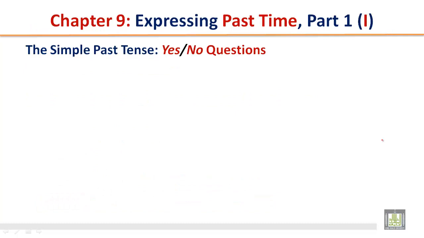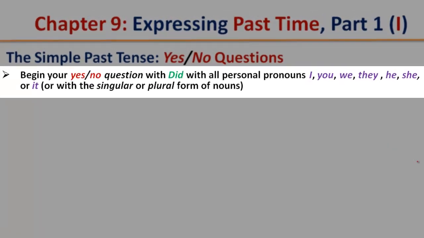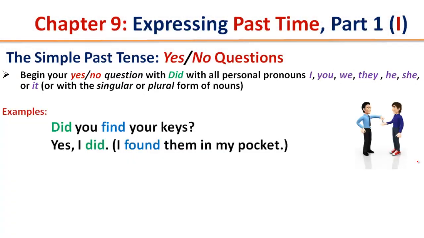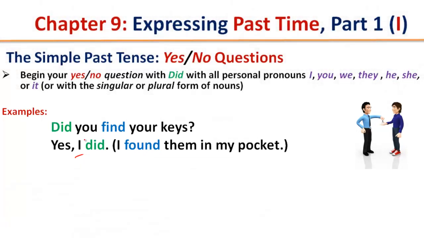The simple past tense yes or no questions. Begin your yes or no question with did with all personal pronouns: I, you, we, they, he, she, or it, or with the singular or plural form of nouns. Did you find your keys? Yes, I did. I found them in my pocket. I is the personal pronoun, and we're using did with it.